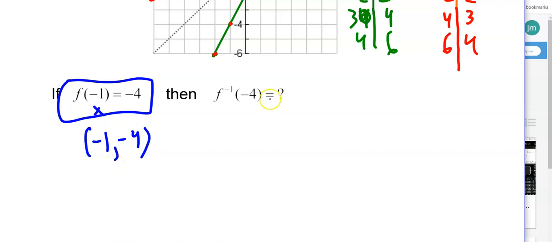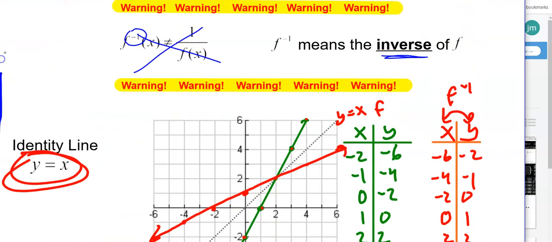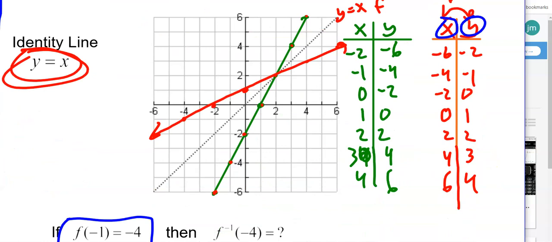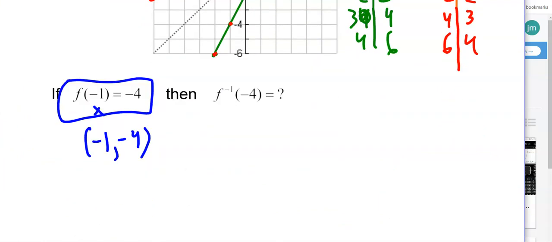So the inverse, what's the big idea of inverse? Let's think about that again. So we're switching, x's and y's are switching spots. So you see -2, -6 is now -6, -2. -1, -4 is now -4, -1. All the x's and y's switch spots. So that's the big idea.